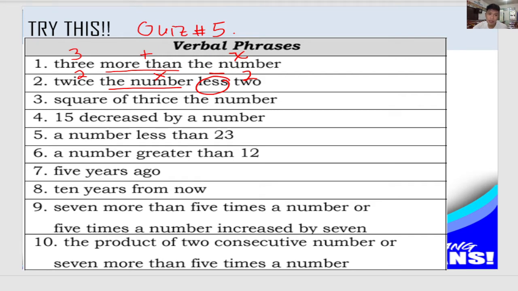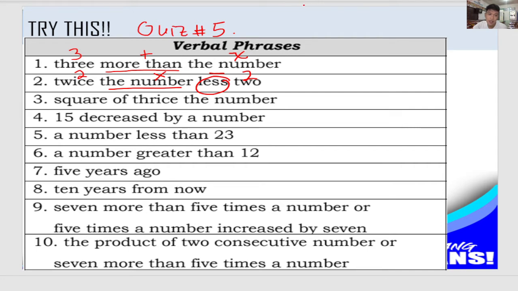Okay, the word used here is more than, and more than is plus, is for addition. So 3 plus x. But take note, since we are using the word more than, we are going to write it backwards. So the answer here would be like this. 3 more than x. Okay, x plus 3.